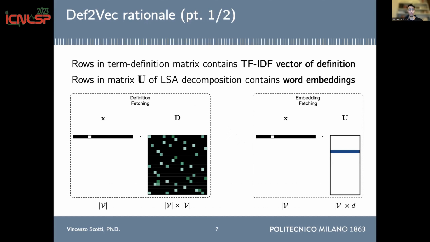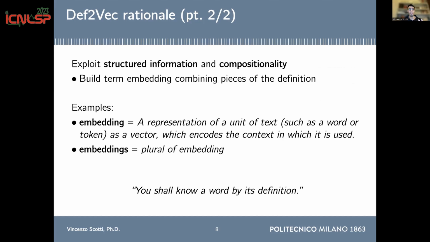So from the one-hot encoding of a word, we can either extract the TF-IDF definition from the original term-document matrix, the term-definition matrix, or we can extract a single embedding that we can use as we use the Word2Vec or FastText embeddings. So what's the catch here? The point is that we want to exploit the structured information, so we have a precise definition of a word that is often organized into nouns, adjectives, verbs, and so on, and we want to exploit the compositionality of vectors.